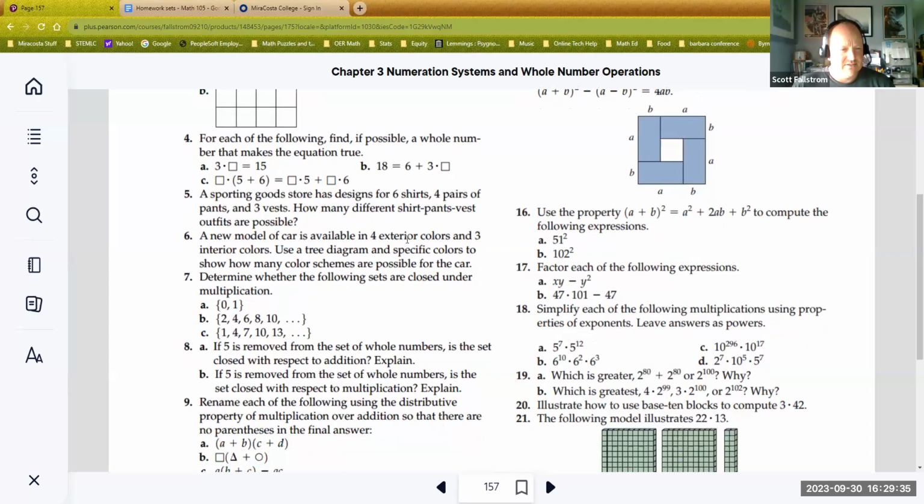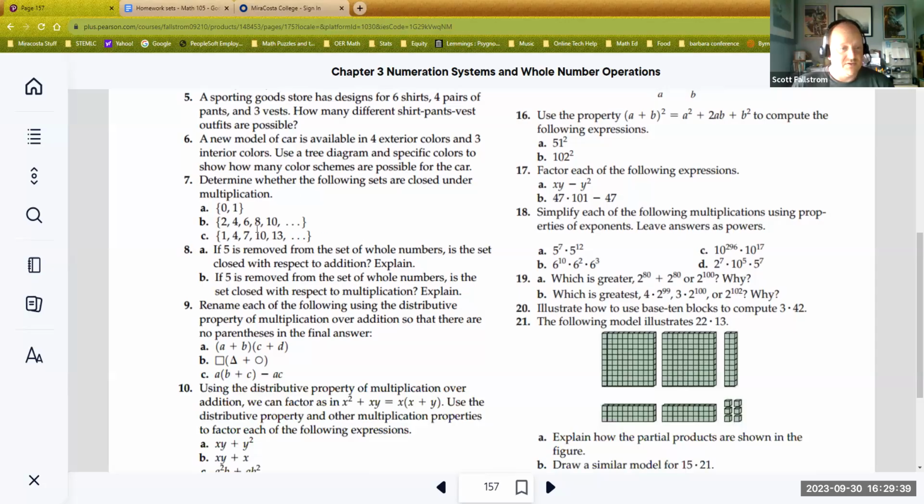Sporting goods store has this many and this many, this many. Ooh, here's some closure ones. So again, for these closure ones, you want to be thinking, are they closed under multiplication? And so if I multiply these two numbers, do I get something that is in the set? So now this is part A, but if I was doing this problem, I would be looking at this.